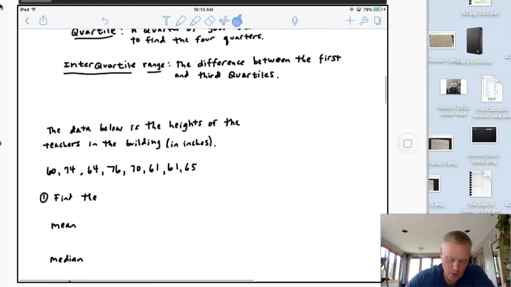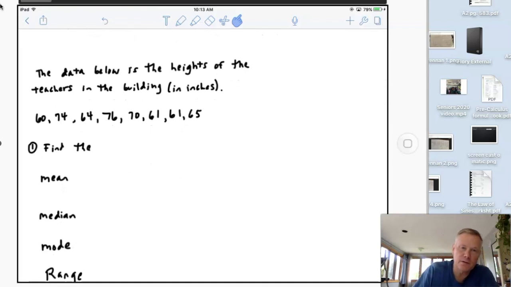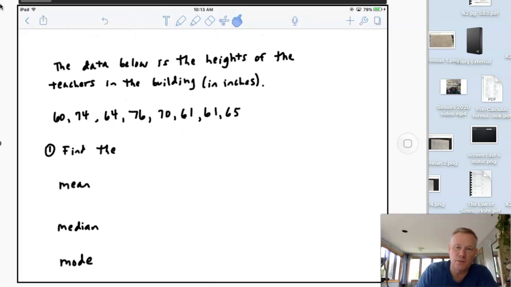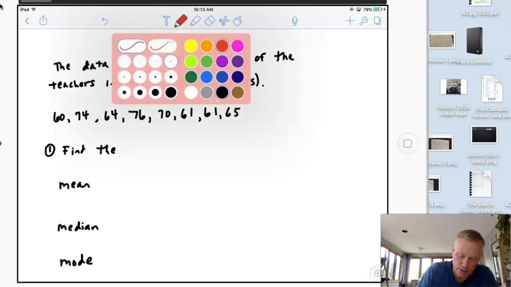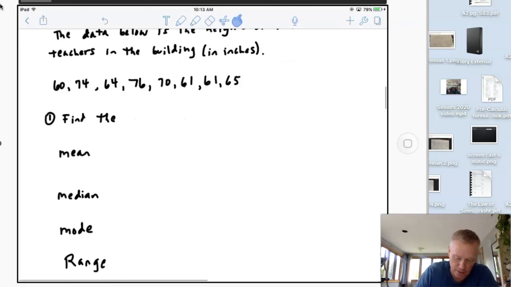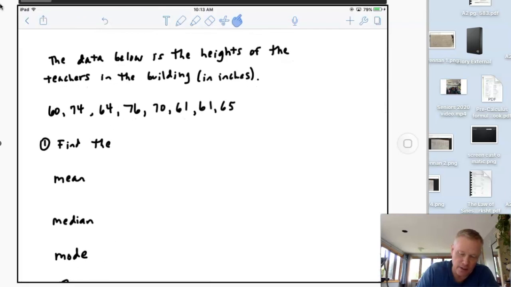All right, so first, the data below is the heights of the teachers in the building in inches. Find the mean, median, mode, range, and asking are there any outliers. All right, so first thing that's usually helpful with a lot of these is if you organize the data smallest to largest.